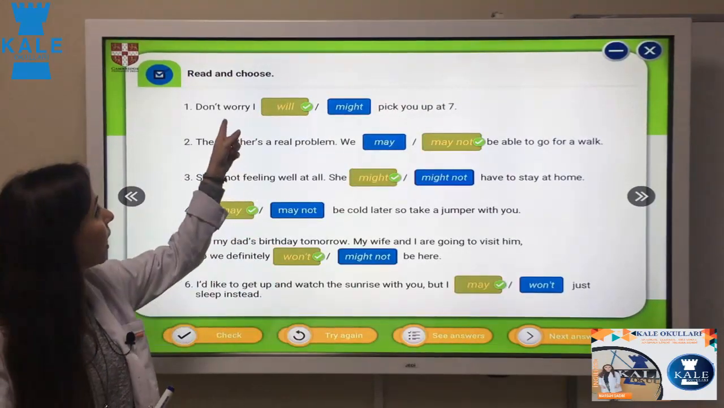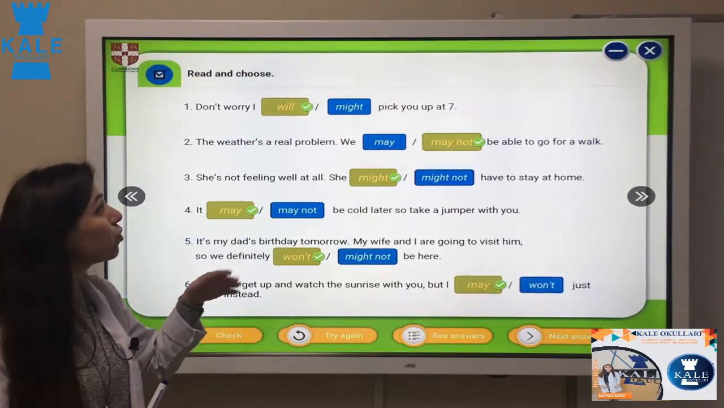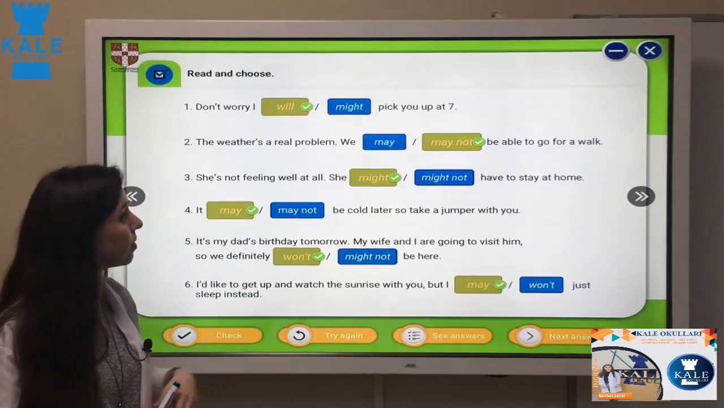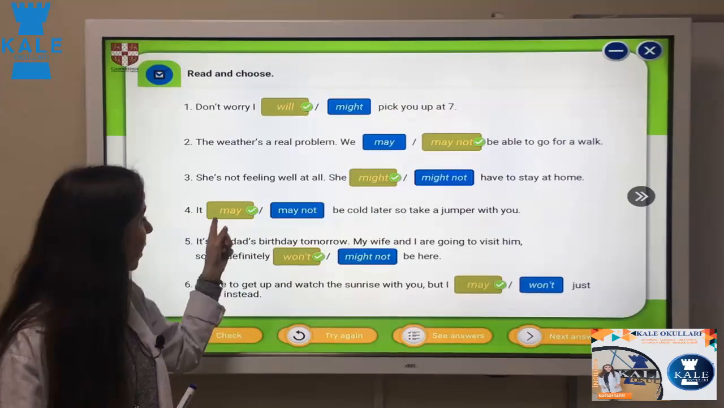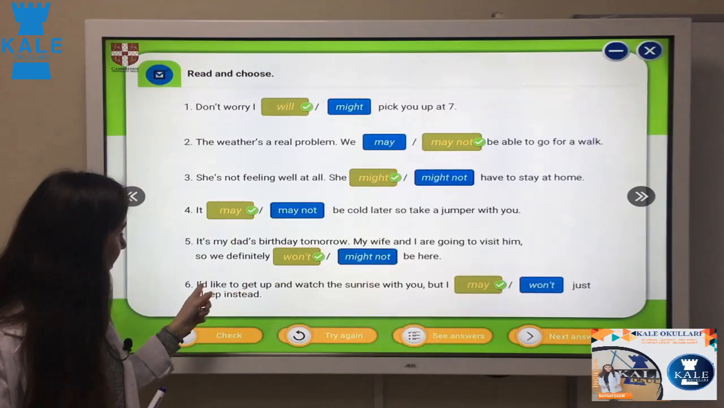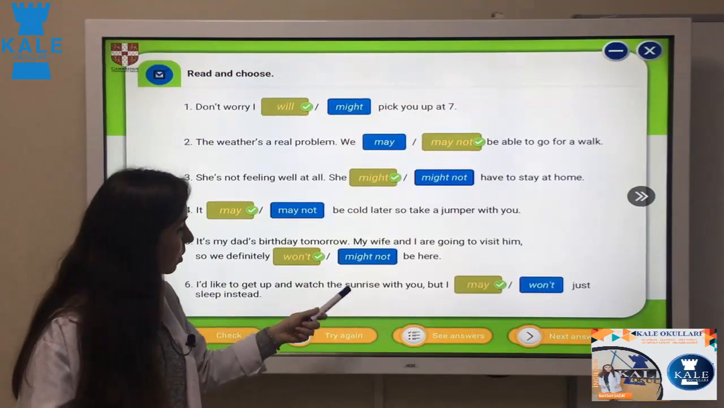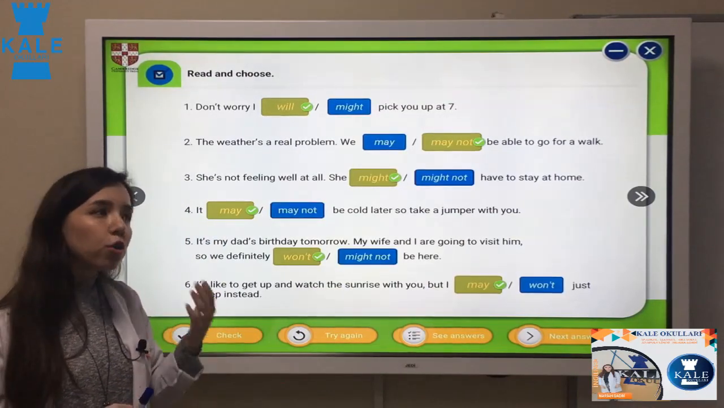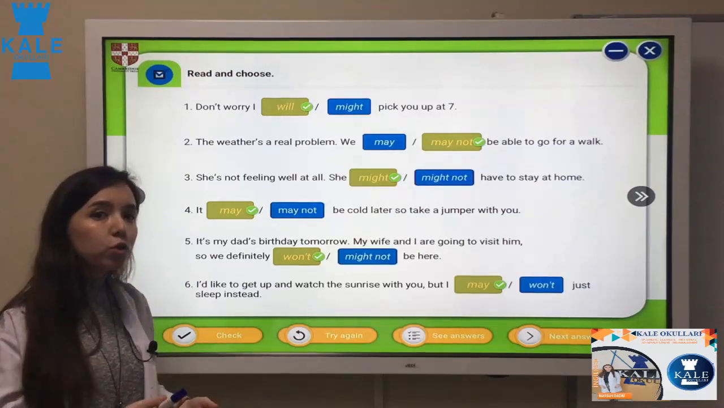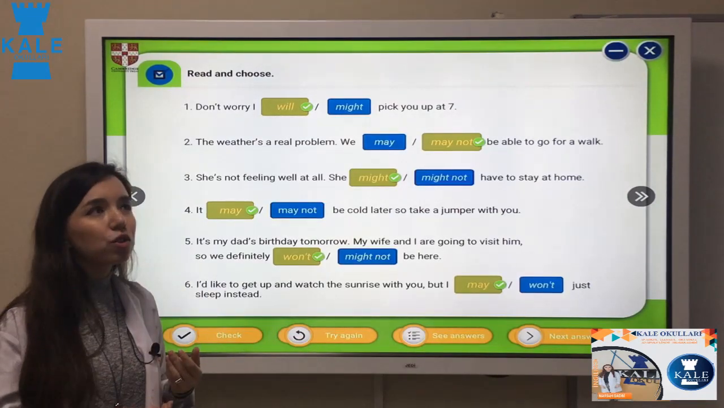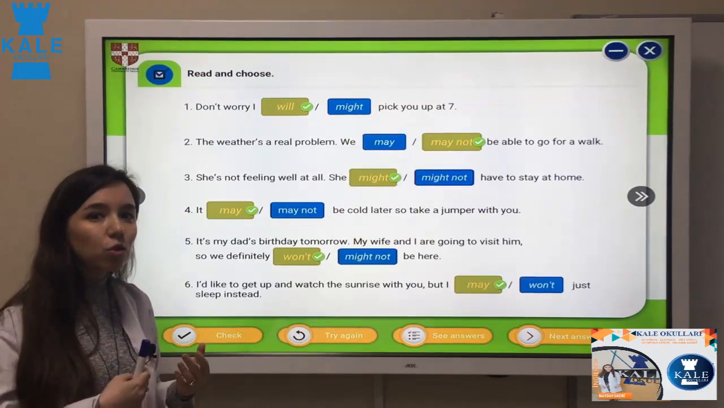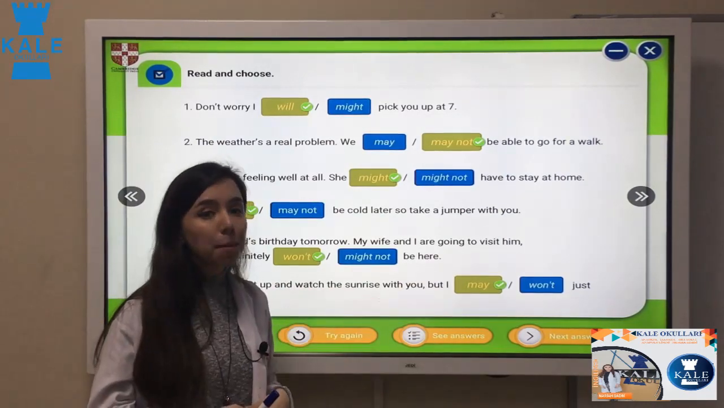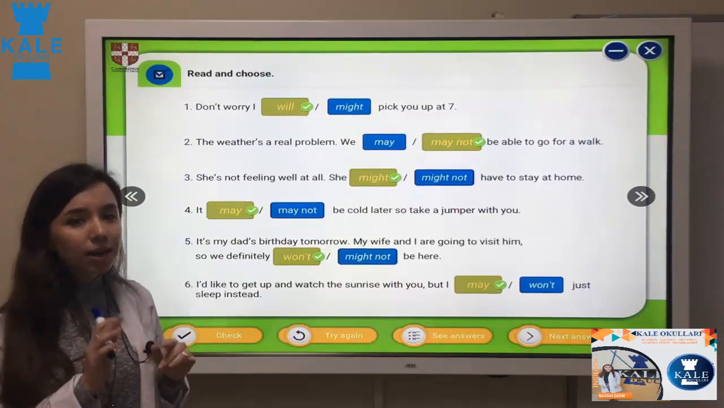Look at there. As I told you, I will pick you. Yes, don't worry, I will pick you. It's a prediction. Tomorrow, because I'm going there, I will pick you at this time. Here, may not, as I say. Here, might, may, won't, and may. Look at this sentence. I would like to get up and watch the sunrise with you, but I may just sleep instead. I'm not sure, yes. Tomorrow morning, really I want to wake up, I want to watch the sunrise, but I'm not sure that I can, for example, at 5 o'clock, 6 o'clock, wake up, or instead of it, I'm going to sleep. Because of that, here we use may. So this is all about may, might, and will.